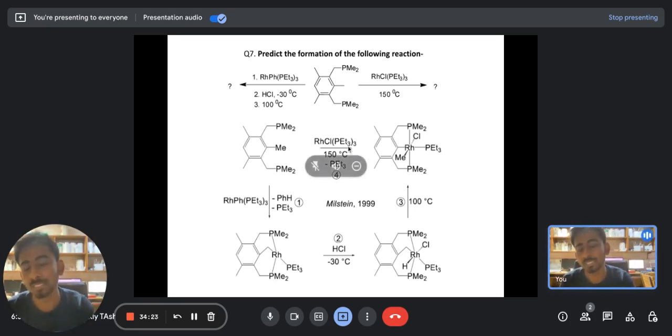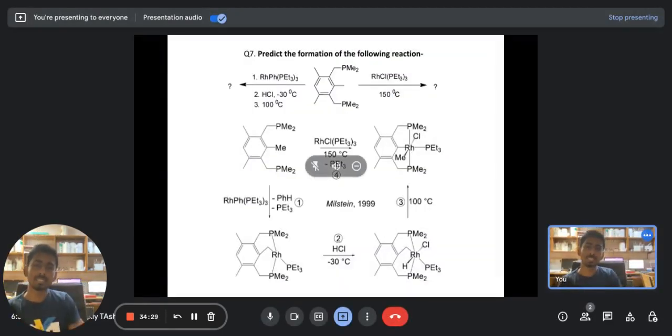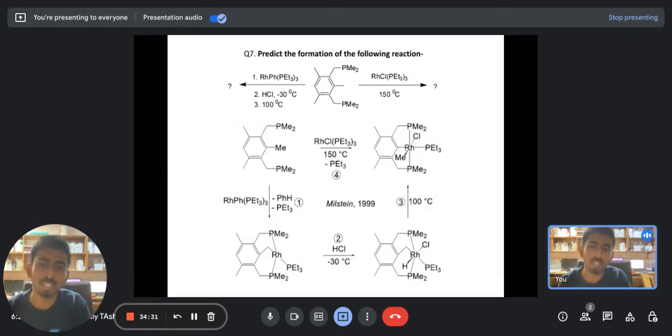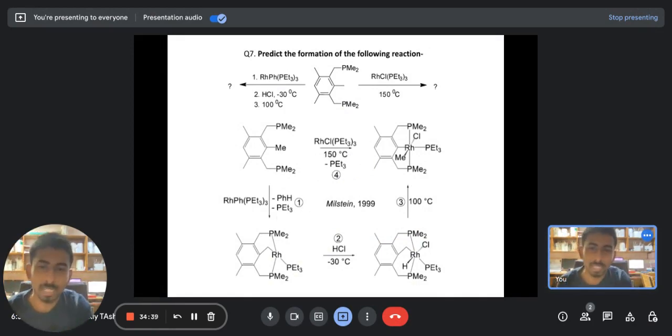In this case, I am saying the CC bond is activated, but in this case, the CH bond is getting activated. So what is the reason? In both the cases, ligand dissociation is one of the prior steps. PEt3 elimination is happening, and in this case, the CH bond is activated.